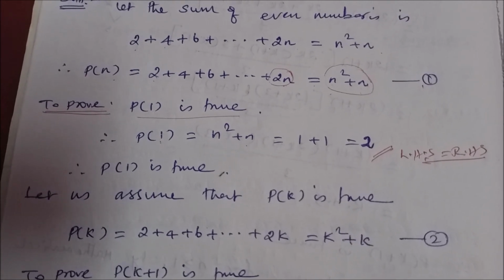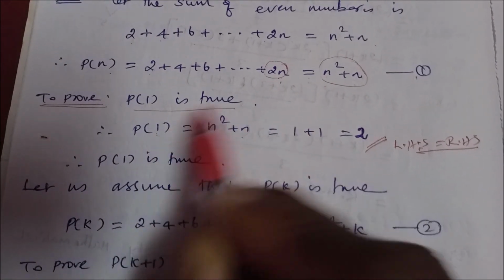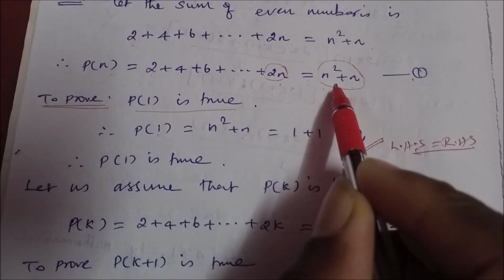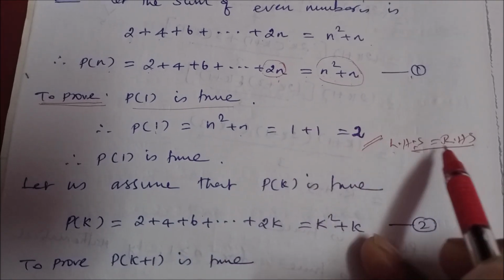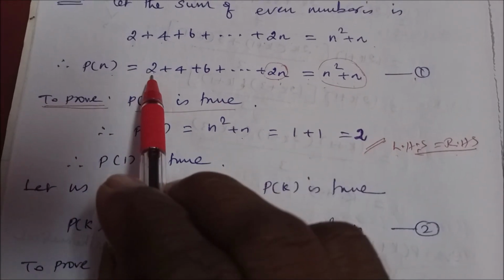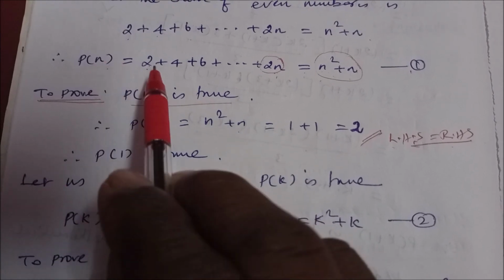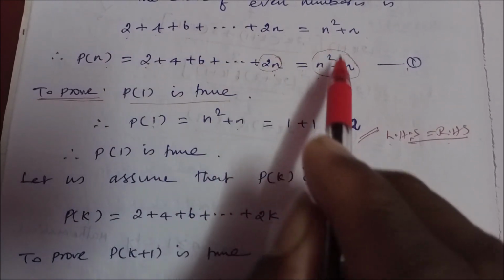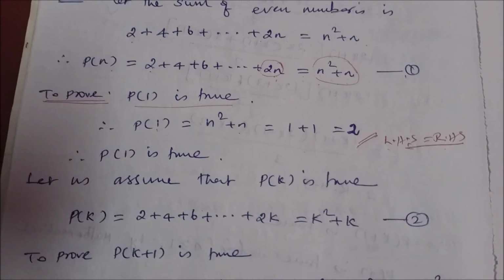The concept is clear: take the nth term of the LHS, replace n by 1, and compare with the nth term of the RHS. Both values are equal, so LHS equals RHS and P of 1 is true. Or otherwise take the first term, meaning put n equal to 1. The first term is 2, which equals the RHS term. So P of 1 is true. Both are the same concept.